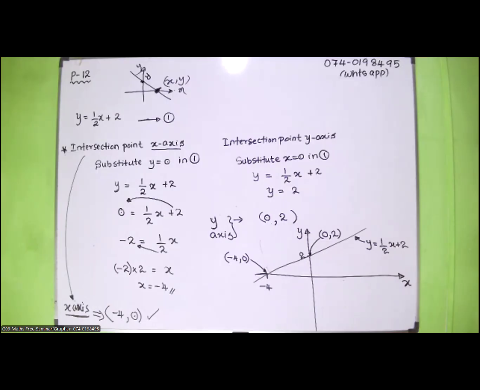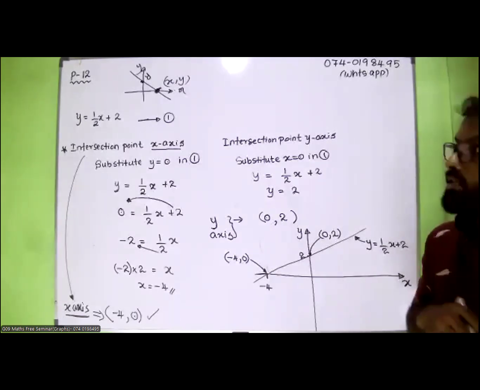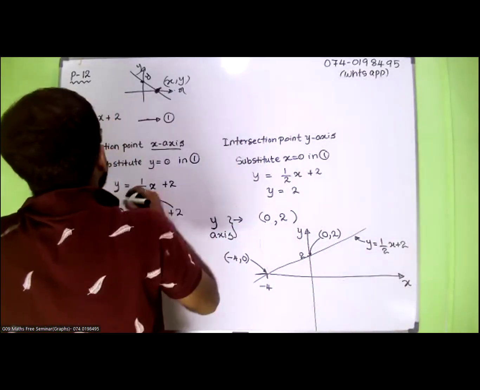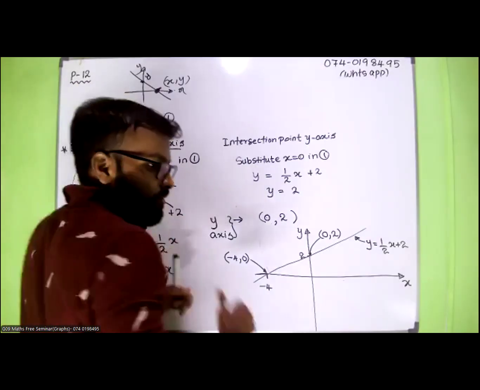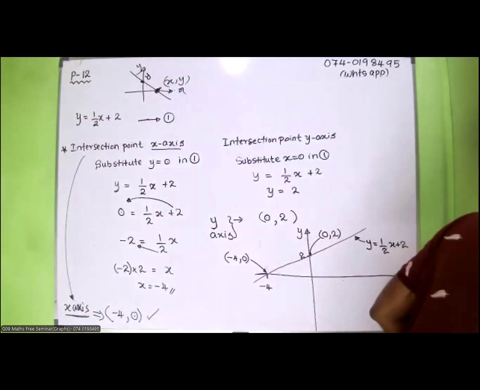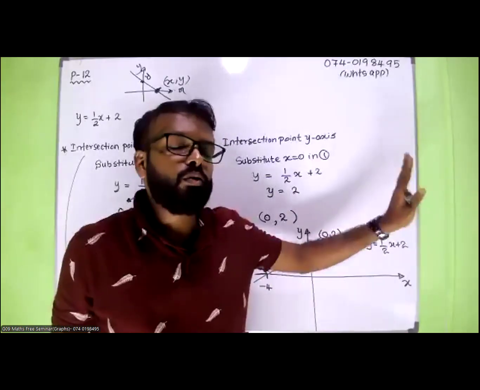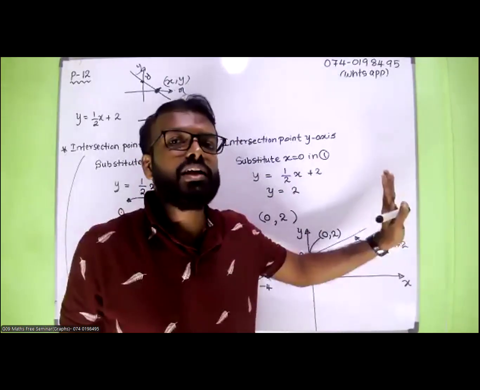Nilanna, it is minus 4 comma 0, right? So you are missing the minus sign. Try to do example number 3, which is 2x minus 3y equals 6. You have to just substitute x equals 0 and y equals 0. Then you can find out the values. Nothing else than that.